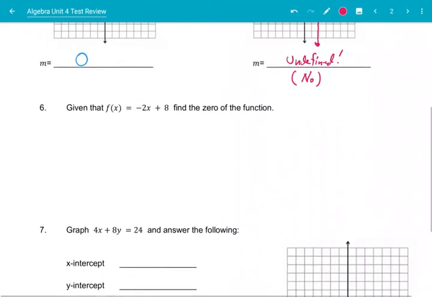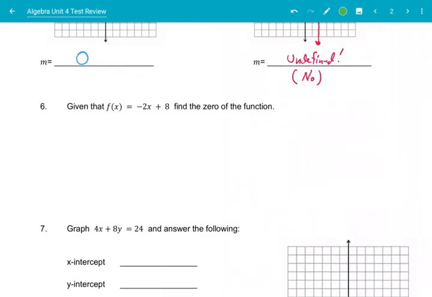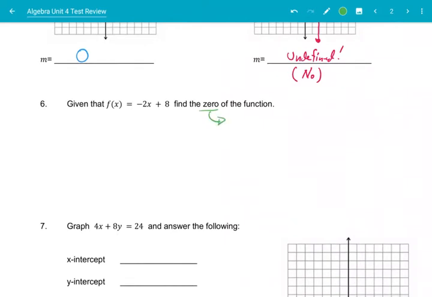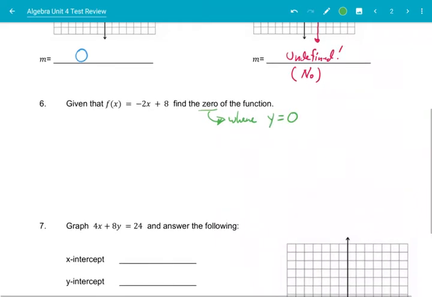Let's get down here. Let's find the 0 of this function. Given that f of x equals minus 2x plus 8, find the 0 of this function. Remember, the 0 is just where y equals 0, where the output is 0. So, this is another way of saying y.